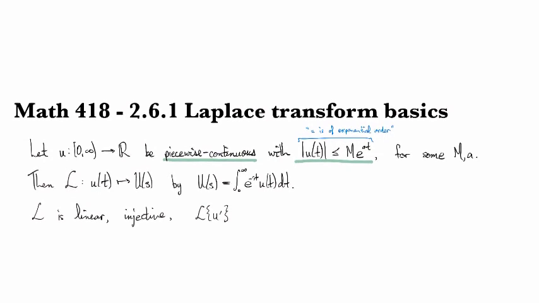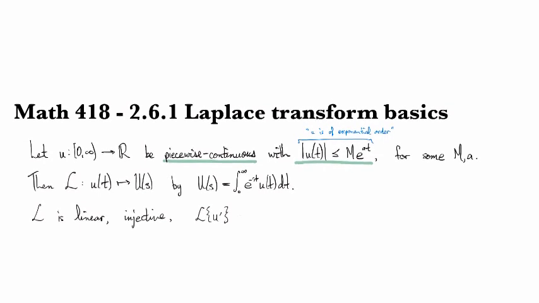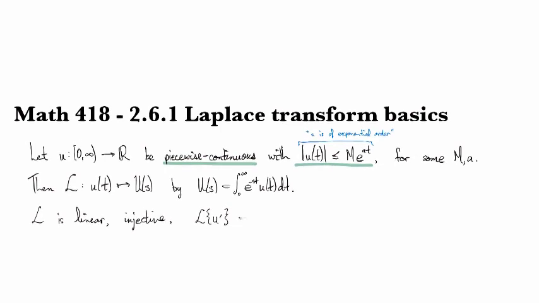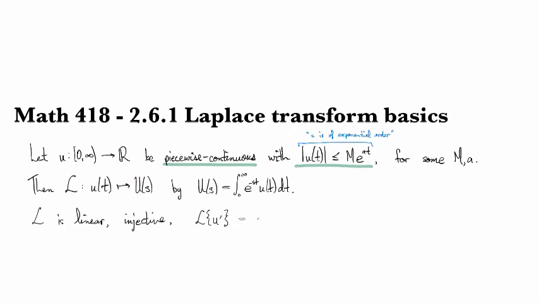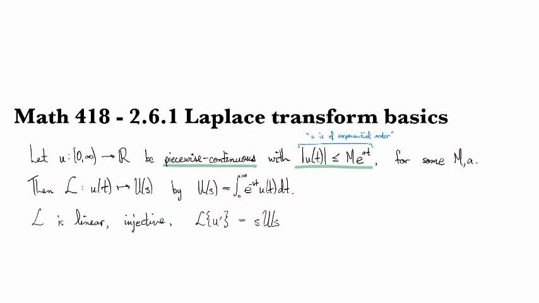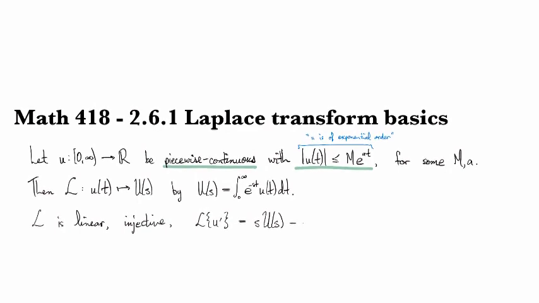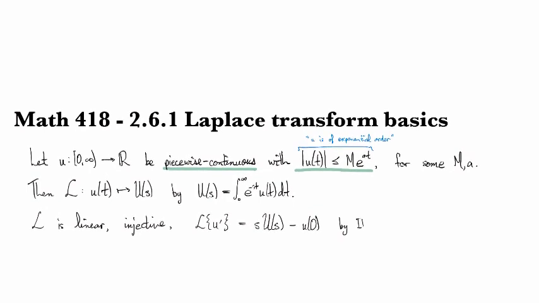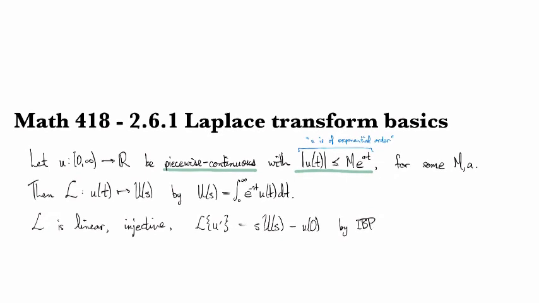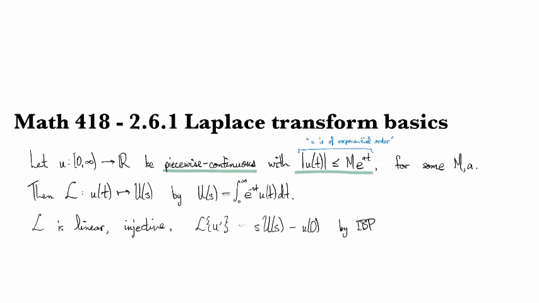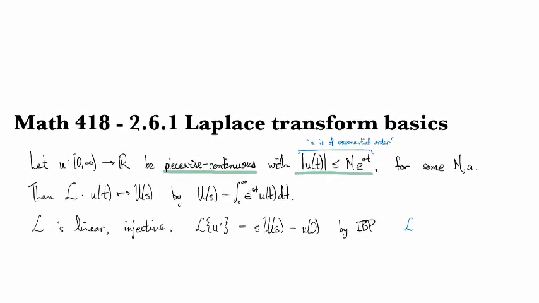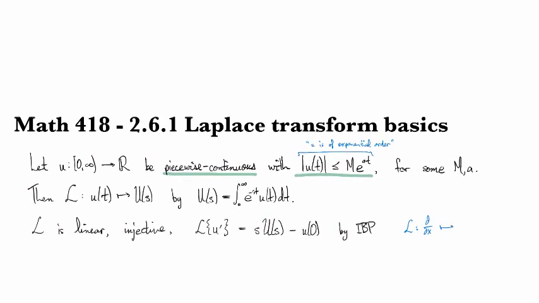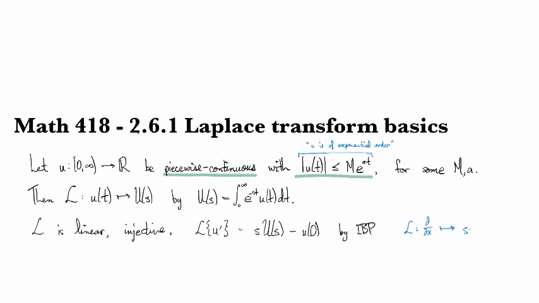And sort of the magic property that makes it so useful is that if you apply the Laplace transform to the derivative of a function, you get, by integration by parts, s times U of s minus the initial condition u of 0. That is easy enough to show with integration by parts. And so people refer to this by saying that the Laplace transform takes t derivatives and converts them into multiplication by s.